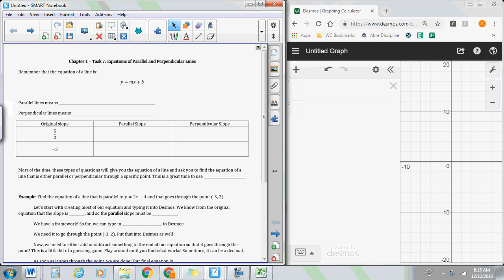Let's talk about equations of parallel and perpendicular lines. This question always shows up on every single AIR test every year. So firstly, remember that the equation of a line is y equals mx plus b.